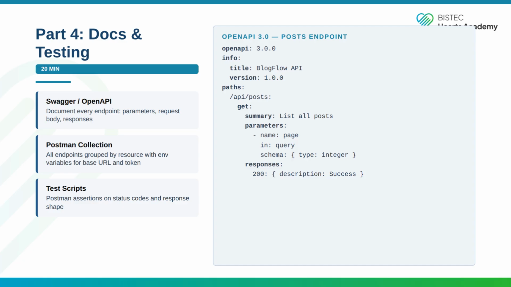Your Postman collection should have every endpoint organized by resource: users, hosts, comments. Use environment variables for the base URL and the auth token, so you can switch between local and deployed environments by changing a single variable. Add test scripts to assert on status codes and response structure.